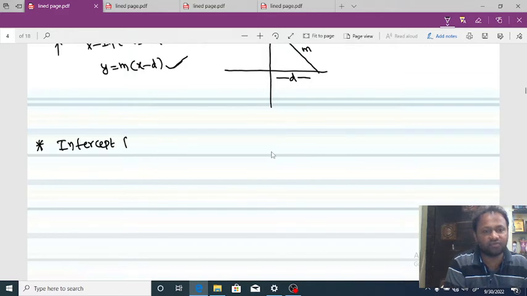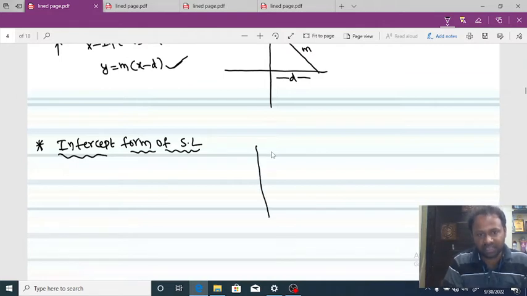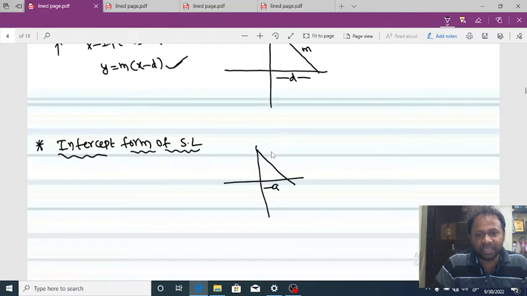Intercept form of a straight line. What is the intercept form of a straight line? Now let us see it. Suppose I take the y-axis as well as the x-axis. In this y-axis, x-axis, one line is there. This is the line with x-intercept a as well as y-intercept b.